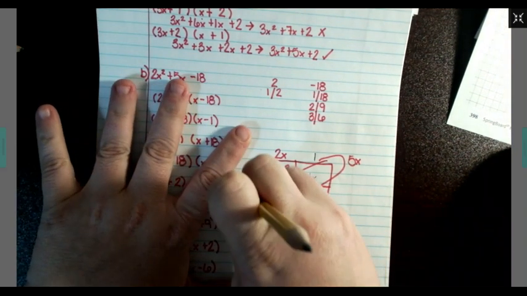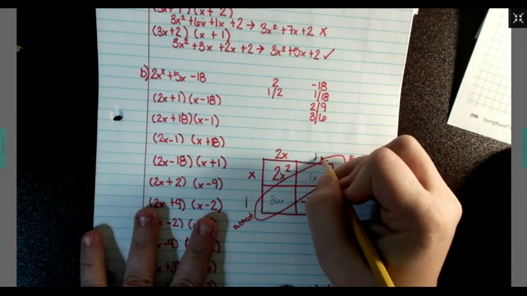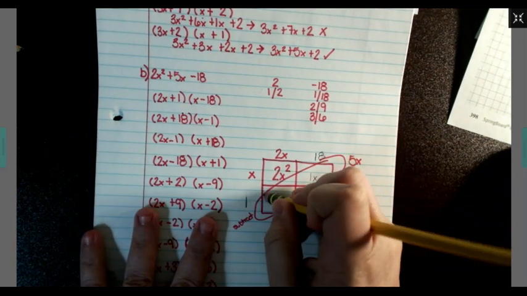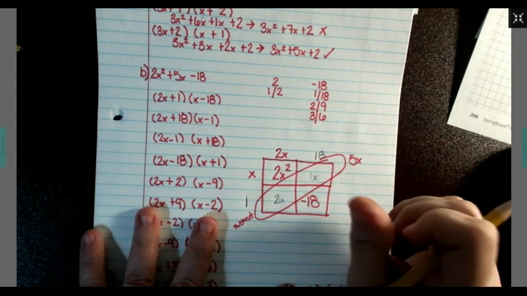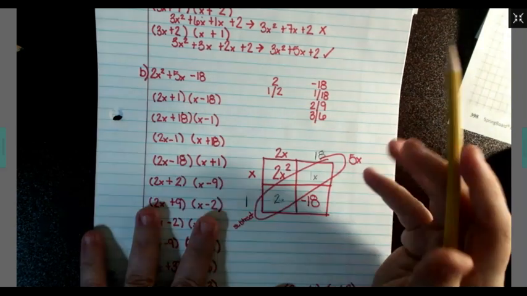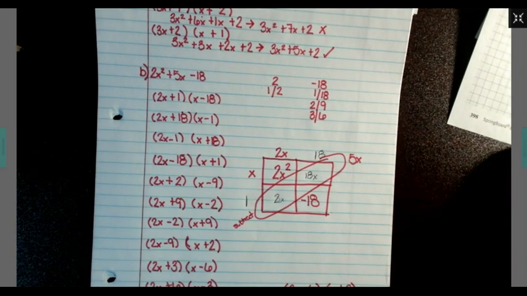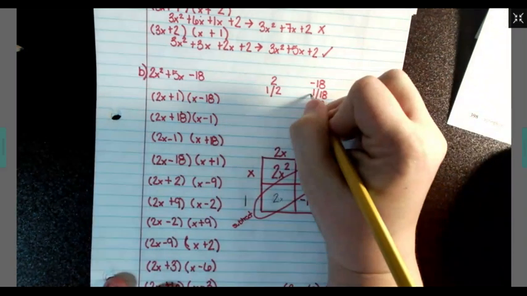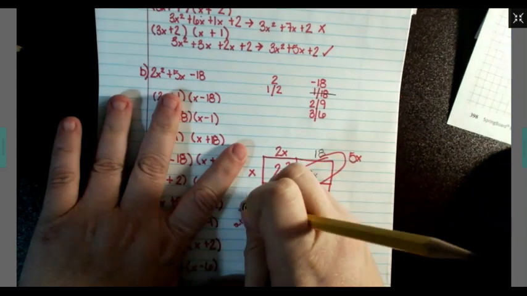Let's switch these around. Let's put the 1 here and the 18 here. So this gives me 2, and this gives me 18. Again, even if I subtract those, I'm not going to get 5. So obviously the 1 and 18 combo does not work. Let's try 2 and 9.